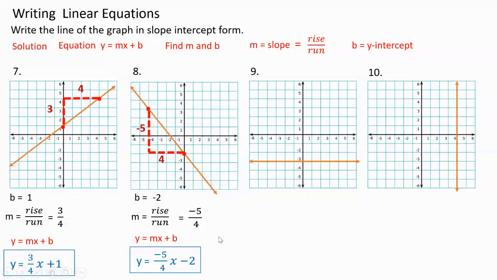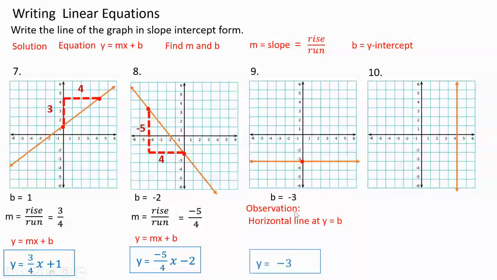That's my equation. Now for number 9, we know that the slope is 0. We should know that because I went over that, I think, in slide number 4. So for horizontal lines, my b is -3. So my horizontal line is going to be y equals -3. Remember the observation that I mentioned earlier? So y equals b, so y equals -3. In a similar fashion, for number 10, it's going to be a vertical line.